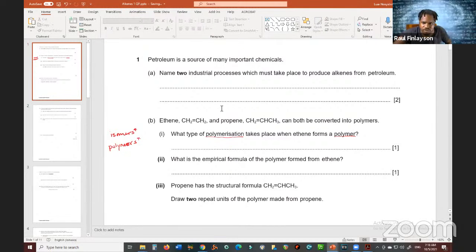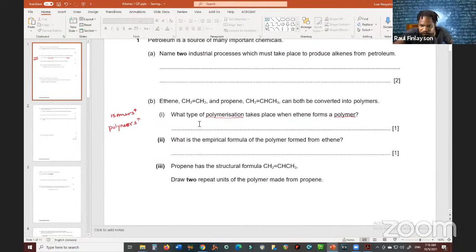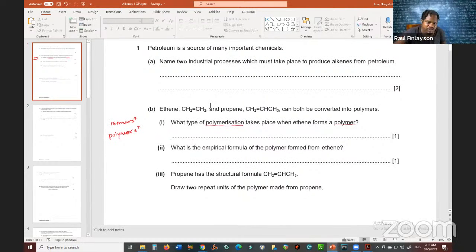Now, based on the topics that CXC listed, they may ask one question about polymers. It's actually listed as reactions of carbon compounds. So we don't know which reaction, so we still have to go and know it. But just to be on the safe side, we have to know these.